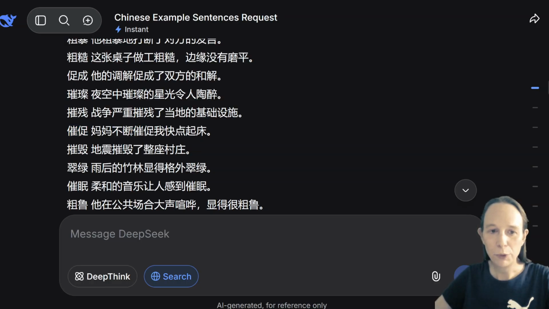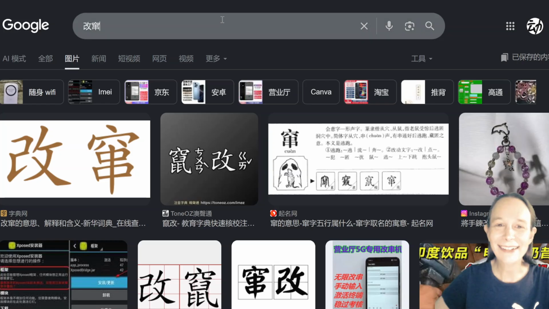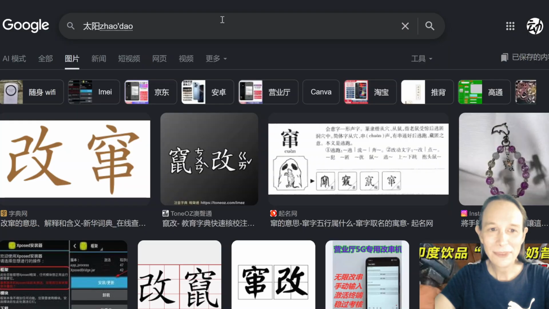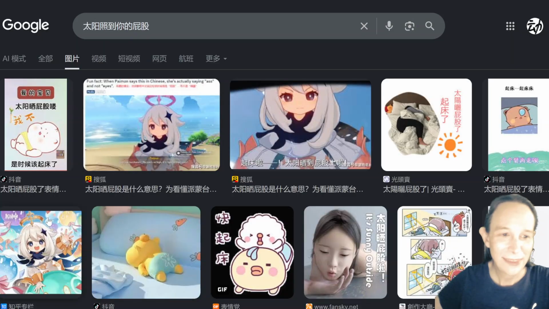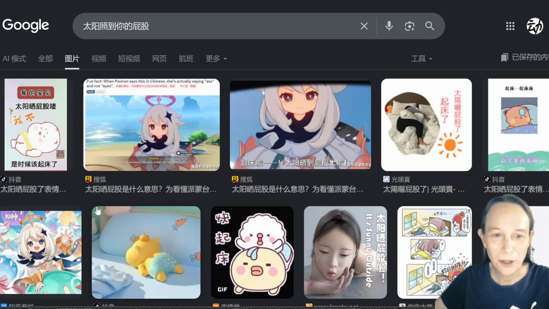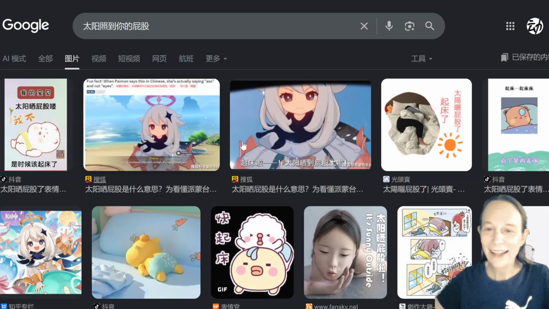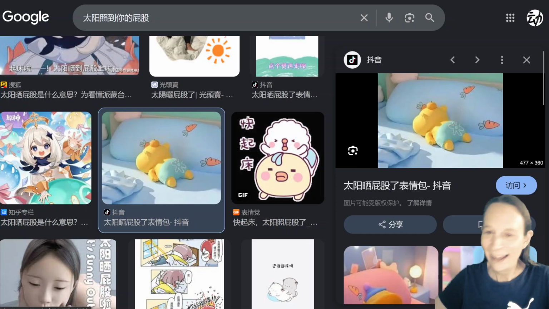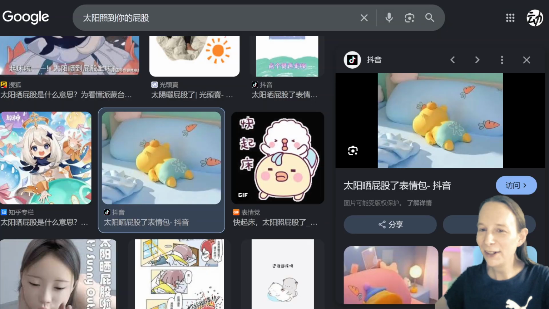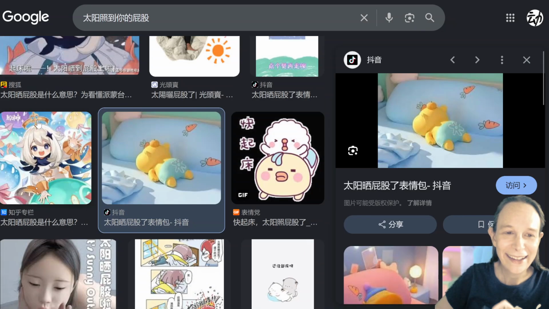妈妈不断催促我快点起床，起床，太阳晒到你屁股上。Do you know that one? 太阳晒屁股. I don't know, parents say this. Ah, this is Paimon from Genshin Impact. 太阳晒屁股。It's not really interpreted literally. This is what parents say, maybe. The sun is shining on your bottom. Because you're lazy bones, you're sleeping in, and the sun is shining through the window onto your bottom. You want to sleep.